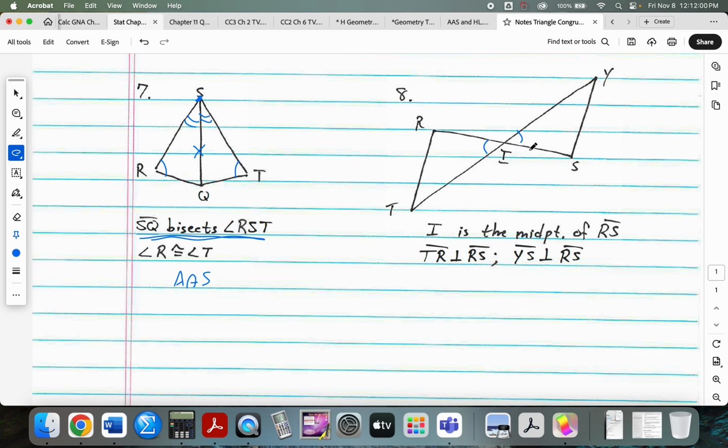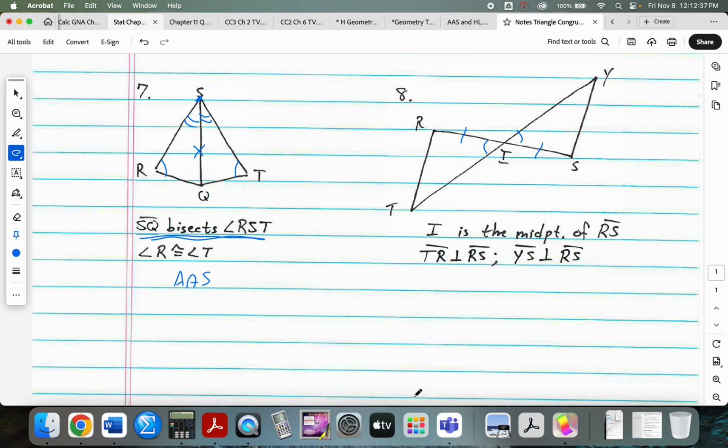Oh, it asked for you again. I'm not kidding. What else can we do? It says I is the midpoint of RS. Tell me what I can do. So mark I as the midpoint. If I is the midpoint, what things are congruent then, is what I'm looking for. R-I and I-S. There we go. RI and IS. You got it eventually.